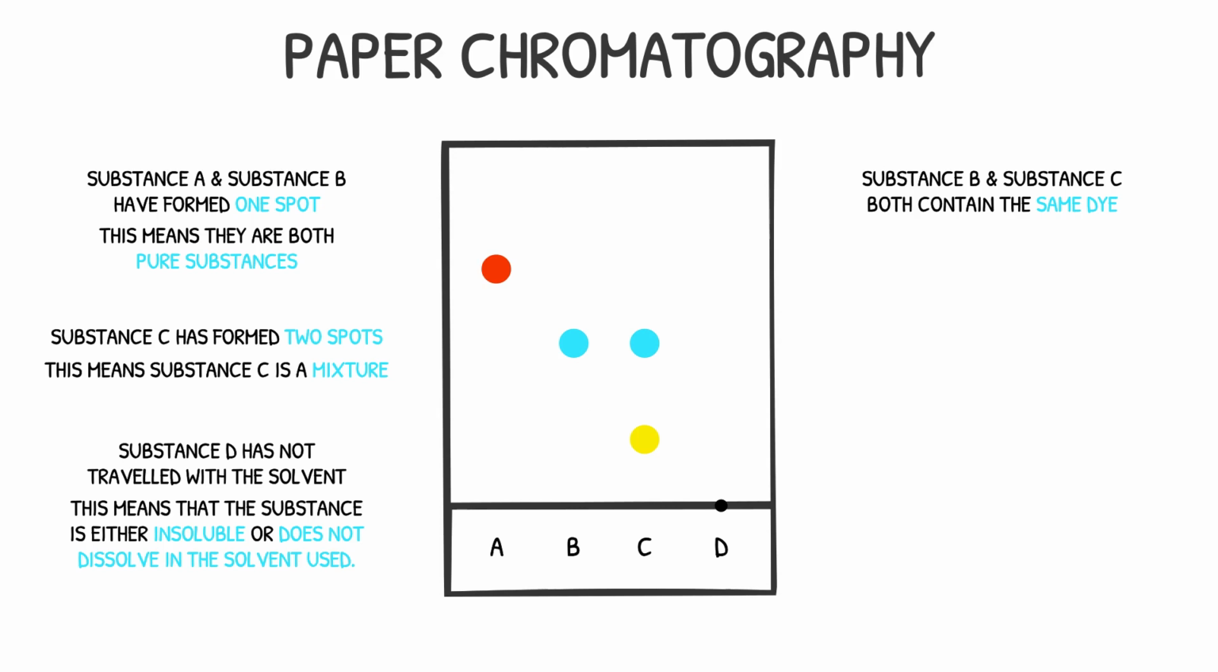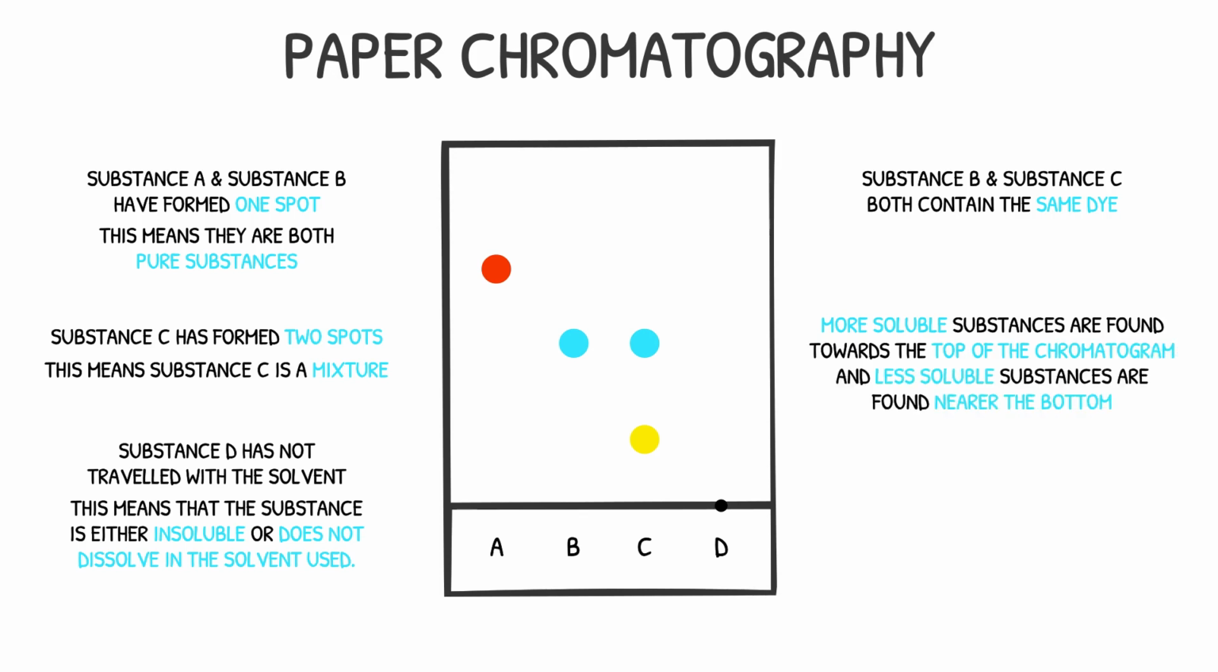And finally, the distance moved by a spot relates directly to its solubility. The most soluble substances are found towards the top of the chromatogram, and the least soluble are towards the bottom. On this particular chromatogram, the red spot in substance A is the most soluble, and the yellow spot in substance C is the least soluble.